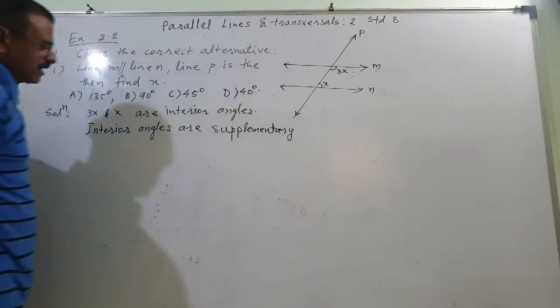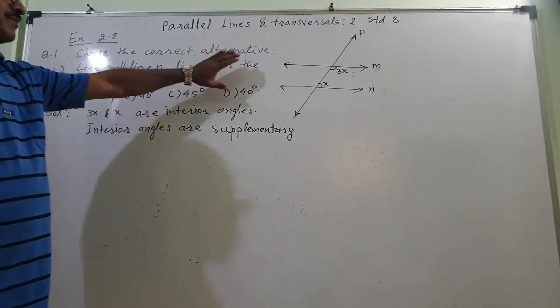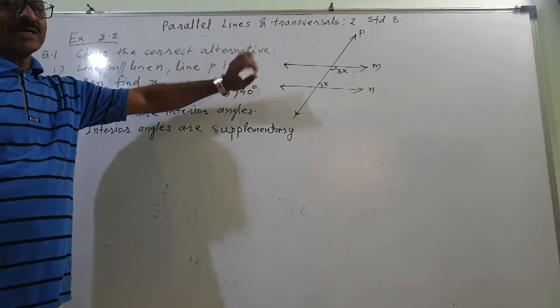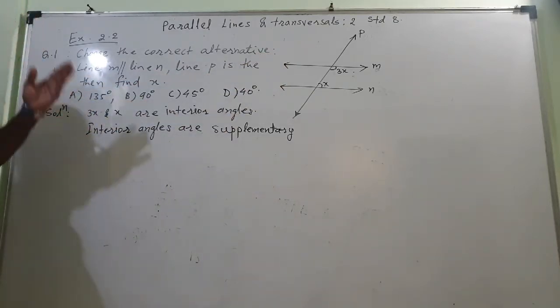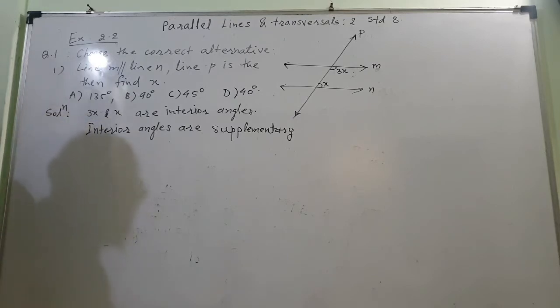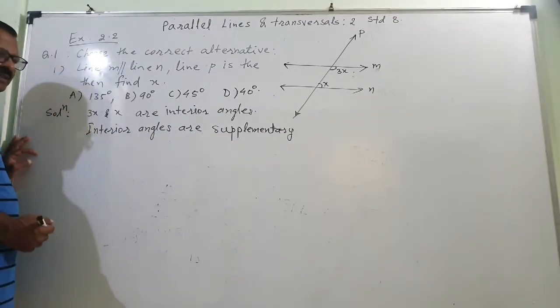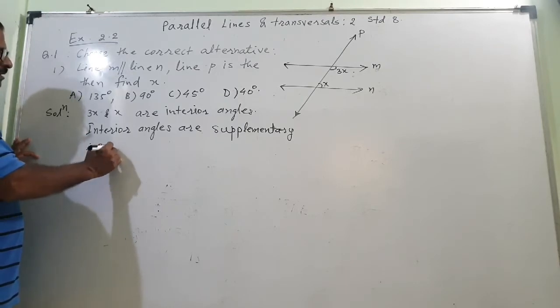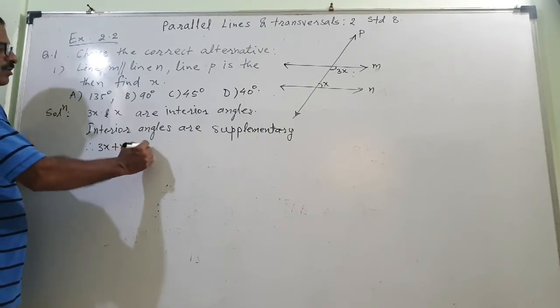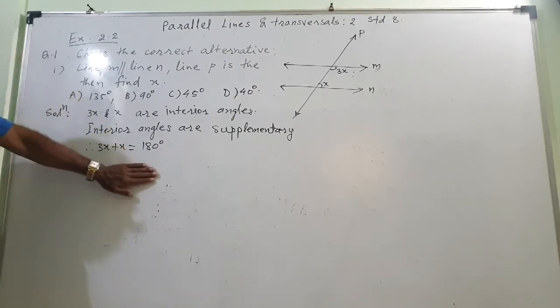Why am I explaining this way? Because this can be asked for 2 marks also or 3 marks also, or some other aspects will be given, and then this question will become of 3 marks. To solve, it is of 2 marks now. Interior angles are supplementary. Supplementary means their sum is 180 degree. Therefore, 3x plus x is equal to 180 degree.